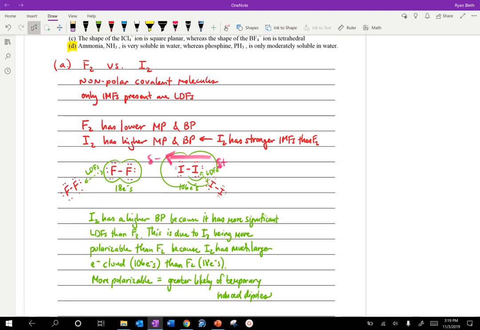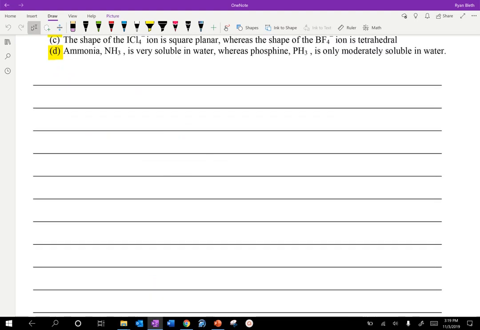Okay, so let's look at part D, which has to do with the comparison of ammonia to phosphine, PH3. Not a molecule whose name you'd need to come up with off the tip of your tongue, but NH3 versus PH3. So NH3 is very soluble in water, while PH3 is only moderately soluble, less soluble in water. So let's start again.